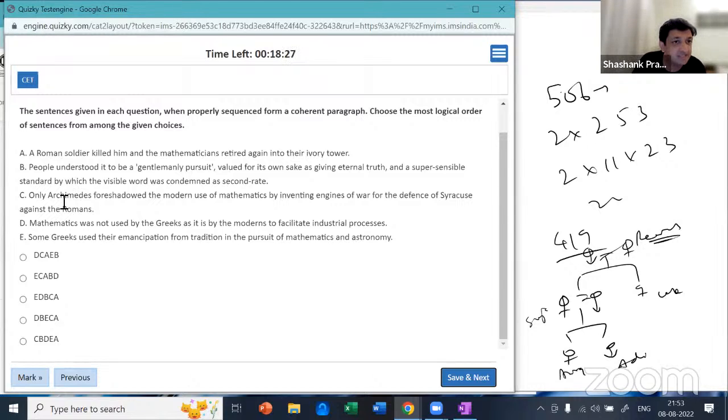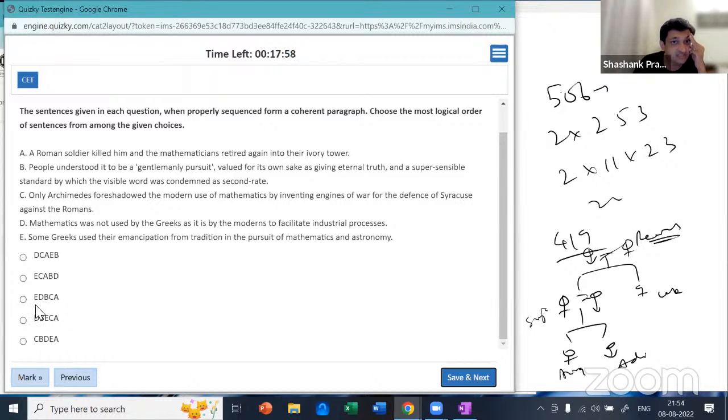Okay. EDB. C: only Archimedes foreshadowed the modern use of mathematics. A Roman soldier killed him, and so CA is a good link. But every option has a CA except the last one. I think CA is a good ending because after A there is nothing that follows, right? So I'm looking at EDBCA or DBECA.